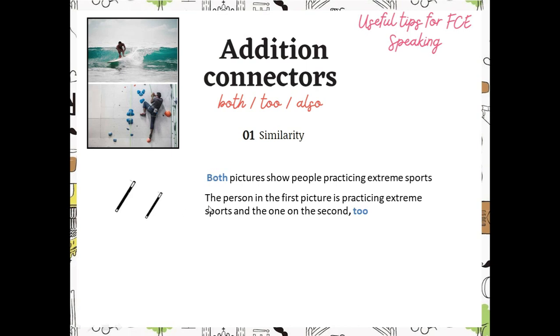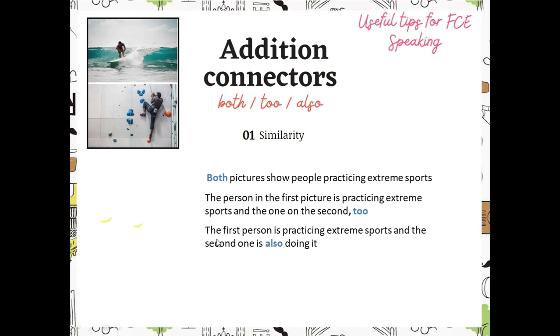So I am saying exactly the same as in the first sentence, but I am spending 2 lines instead of 1. How can I express it with also? The first person is practicing extreme sports and the second one is also doing it, right? So that's the way we use also, too, or both. I am probably going to keep the first sentence for myself because when we use both, it's very, very simple to summarize the idea in a short sentence. And this gives us more time to talk about the two differences and answer the question.